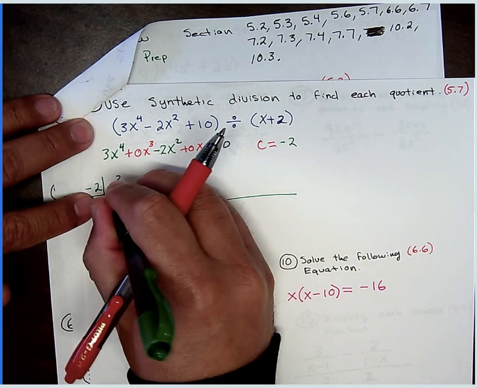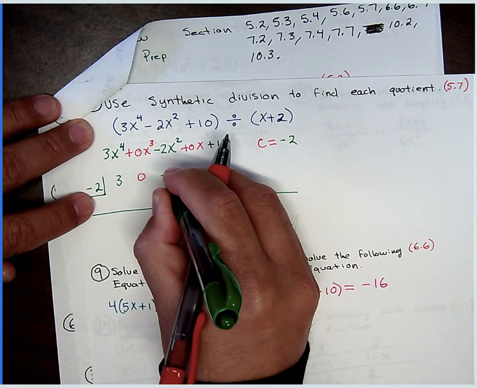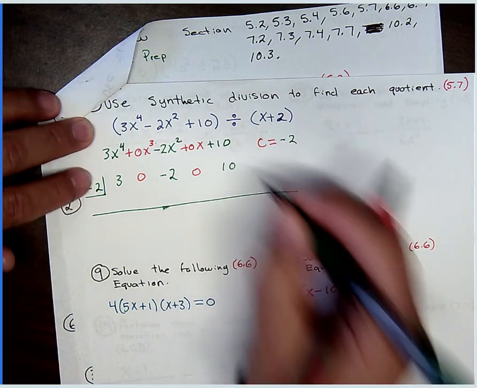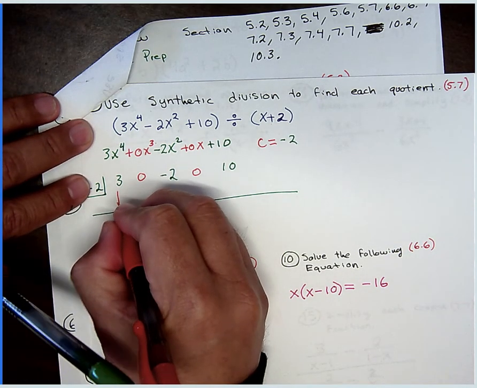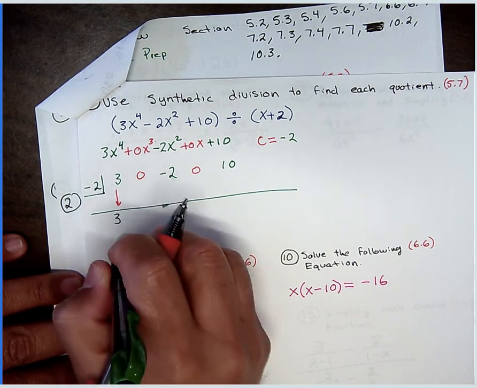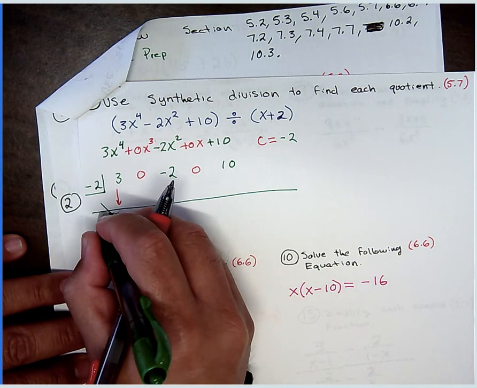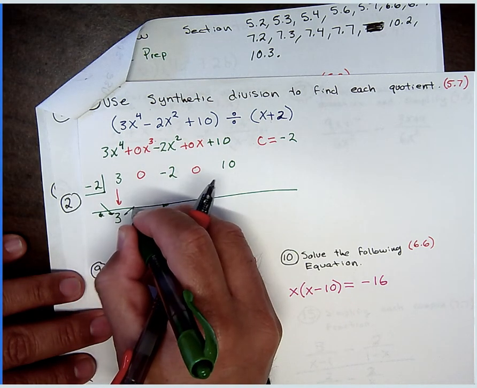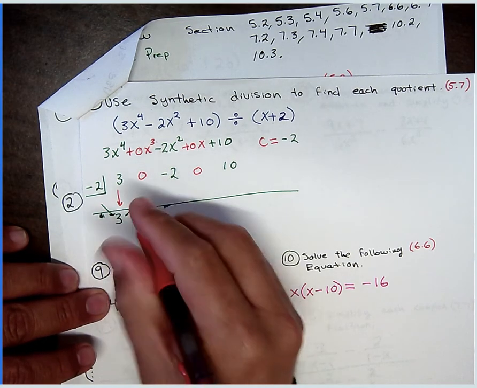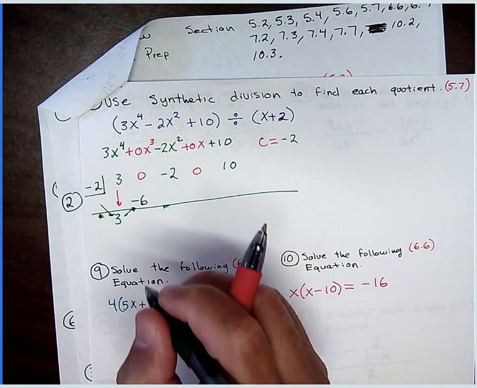Those coefficients, including those zeros, you're going to put here. So 3, and then I'm going to put it in red so that you remember those we included, 0 and 10. And we're going to bring down the first number. And then we're going to multiply like that and place it here. So negative 2 times 3 gives you negative 6.